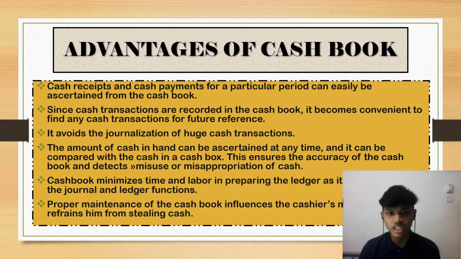The amount of cash in hand can be ascertained at any time, and it can be compared with the cash in a cash box. This ensures the accuracy of the cash book and detects misuse or misappropriations of cash. Cash book minimizes time and labor in preparing a ledger as it performs both the journal and ledger functions. Proper maintenance of the cash book influences the cashier's morality, which refrains him from stealing cash.